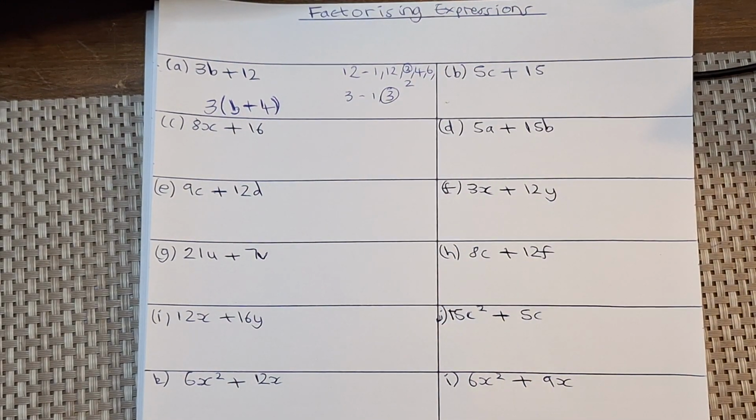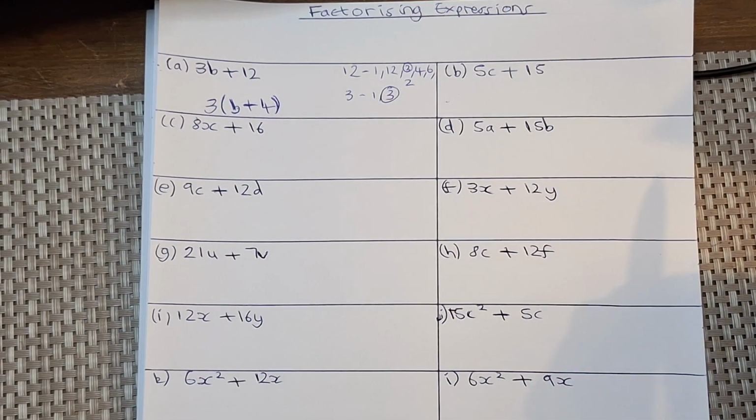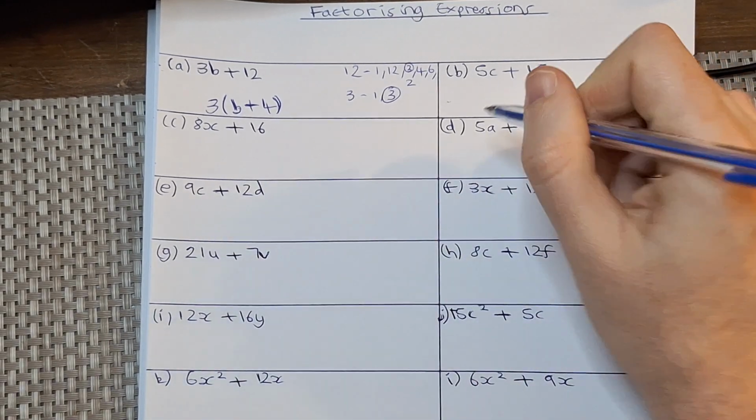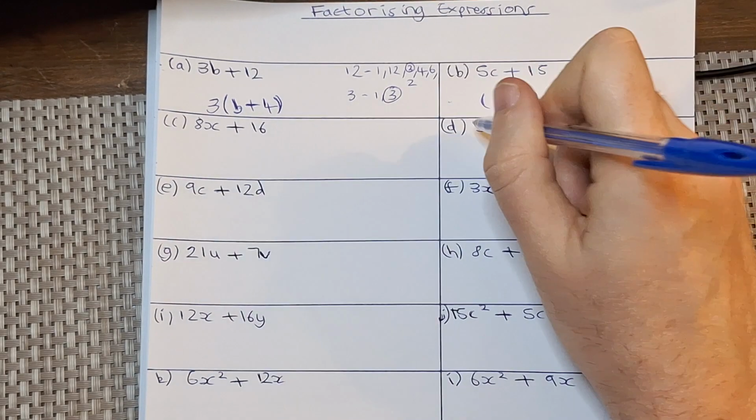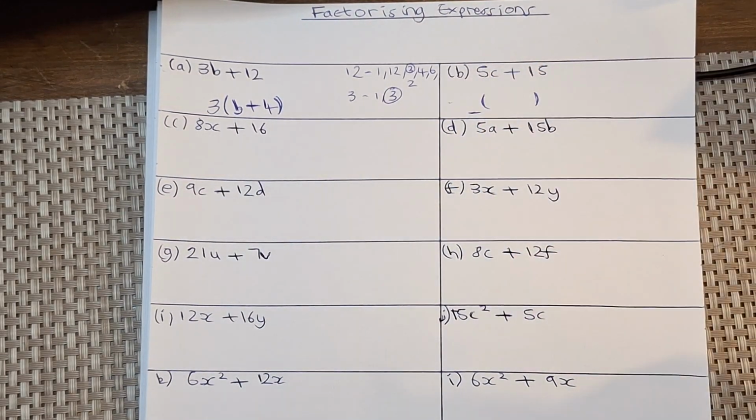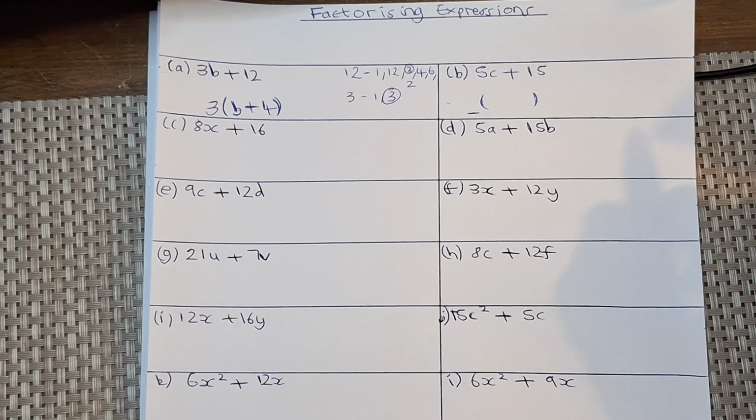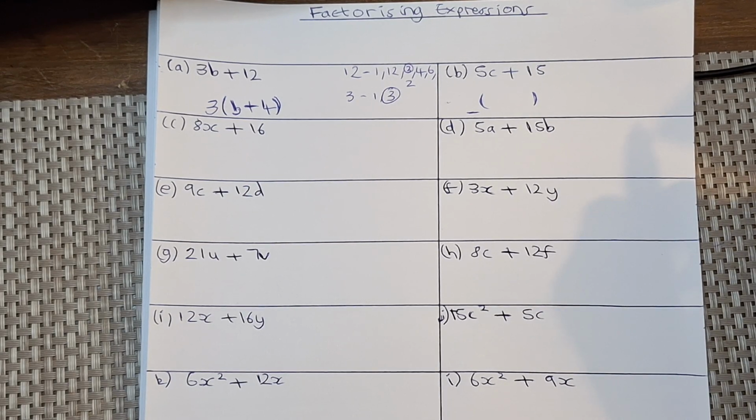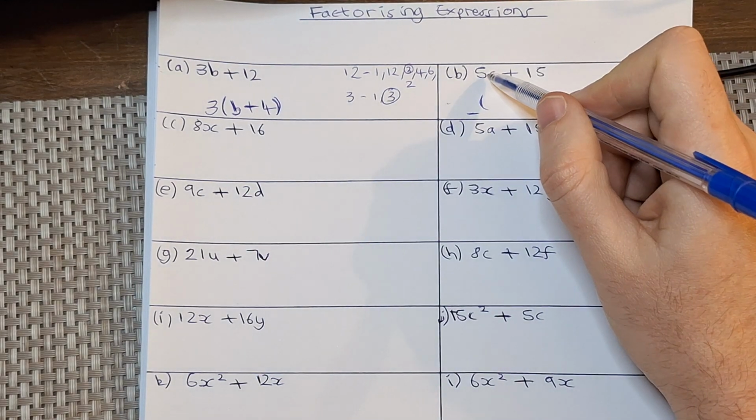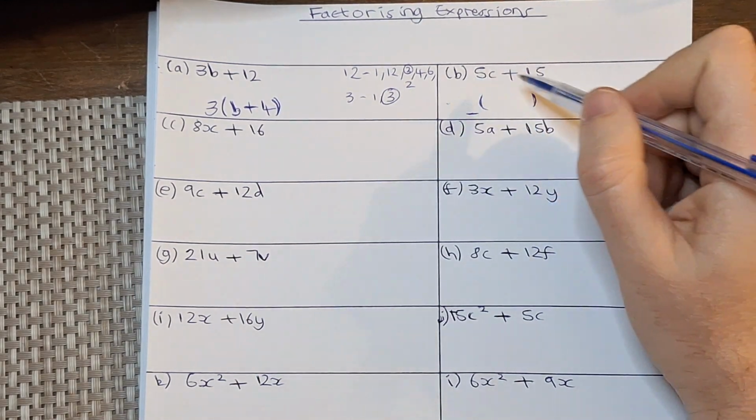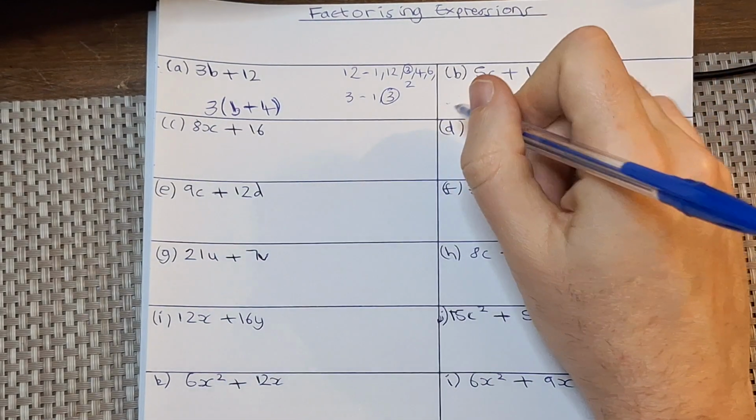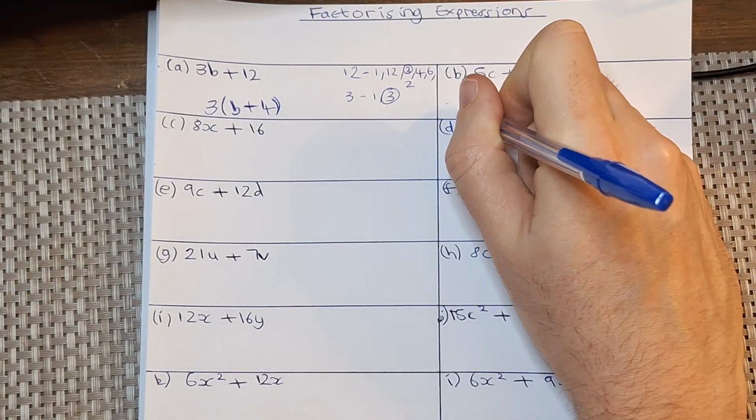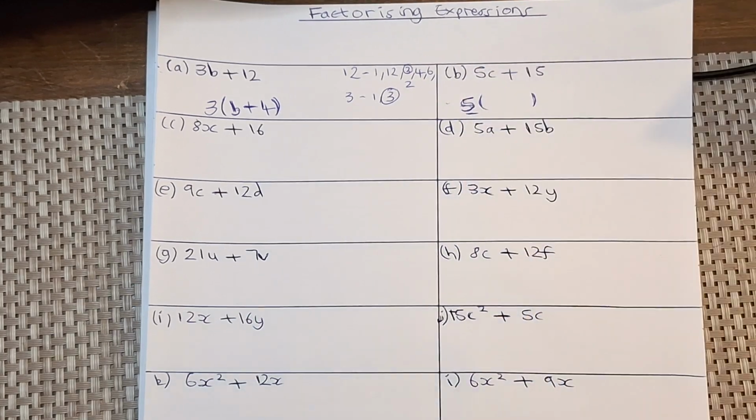Correct. Next question, we've got 5c plus 15, and I want to factorise that. To know what goes outside the brackets, first we find the highest common factor of both 5c and 15. I know straight away that it is 5, because 5 goes into 15: 5 times 3 is 15. So 5 is going to be outside the brackets because it's the highest common factor.